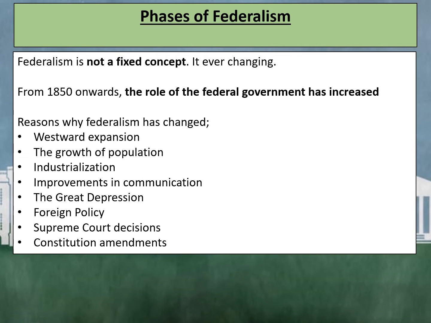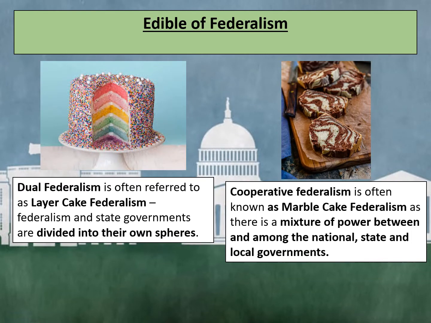Supreme Court decisions alter the federal-state relationship, as decisions made by the Supreme Court further enhance the power of the federal government after 1937. Finally, there are constitutional amendments, especially the 13th and 14th Amendments, which for the first time saw the Constitution impose prohibitions directly on state governments.